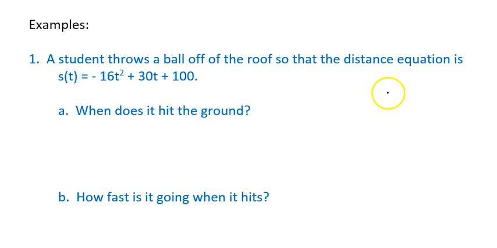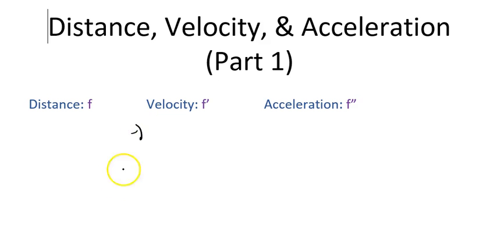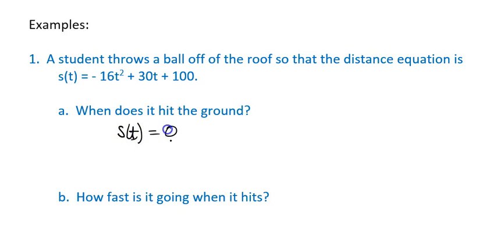Our first example is a student throwing a ball off of a roof so that the distance equation is S of t equals negative 16t squared plus 30t plus 100. A lot of times you are going to see S instead of D for distance because we use D for so many other things. So S is typically what will stand for distance or sometimes displacement of an object. And so the question is, when does it hit the ground? Well, what do you know when it hits the ground? You know that the distance off of the ground is 0. So when it hits the ground is when the S of t equation is going to equal 0.